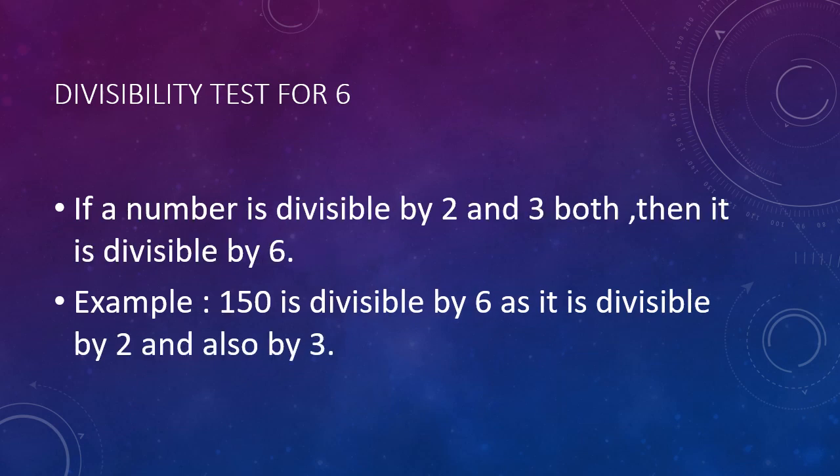Divisibility test for 6. If a number is divisible by 2 and 3 both, then it is divisible by 6. Example, 150 is divisible by 6 as it is divisible by 2 and also by 3.